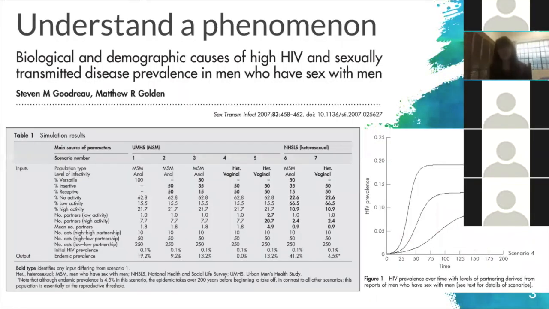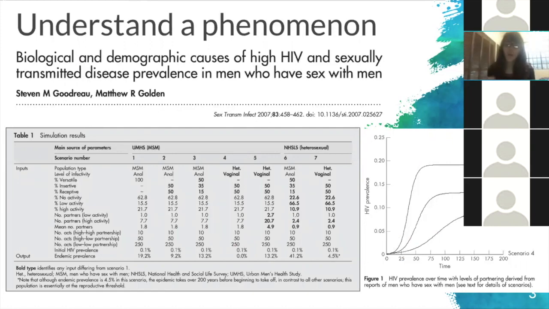And so a paper that I've always really liked by Stephen Goodreau and Matthew Golden is Biological and Demographic Causes of High HIV and Sexually Transmitted Disease Prevalence in Men Who Have Sex with Men. And so this falls within the realm of understanding a phenomenon. And what they did with this paper is to explore the very high prevalence of HIV that has been observed among different communities of men who have sex with men across settings.